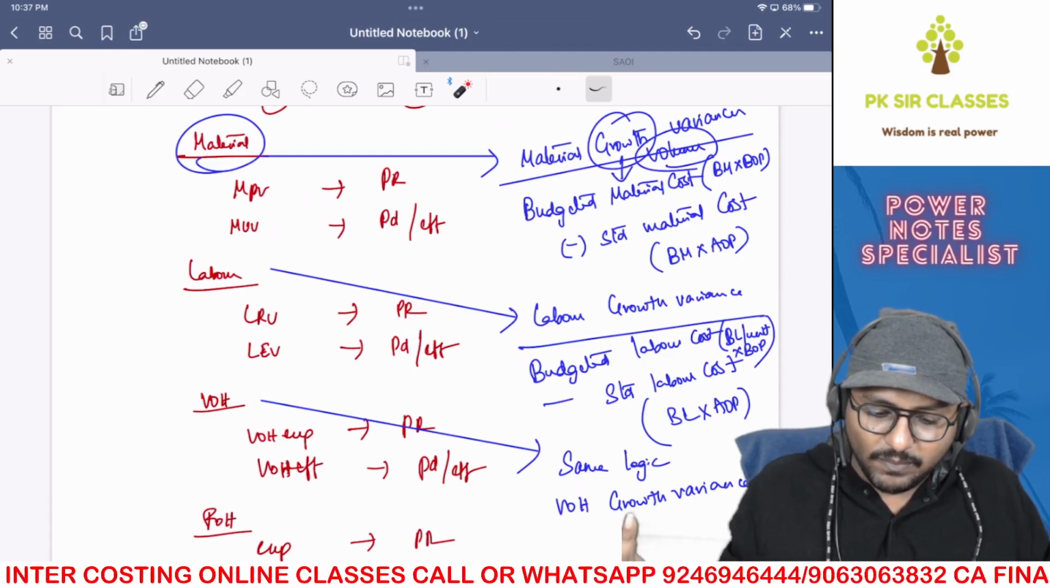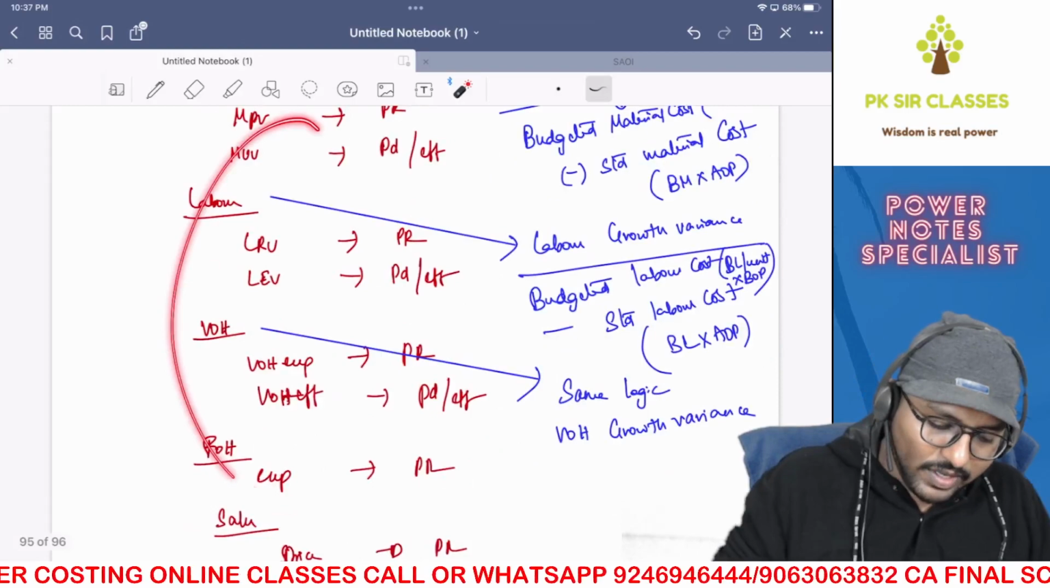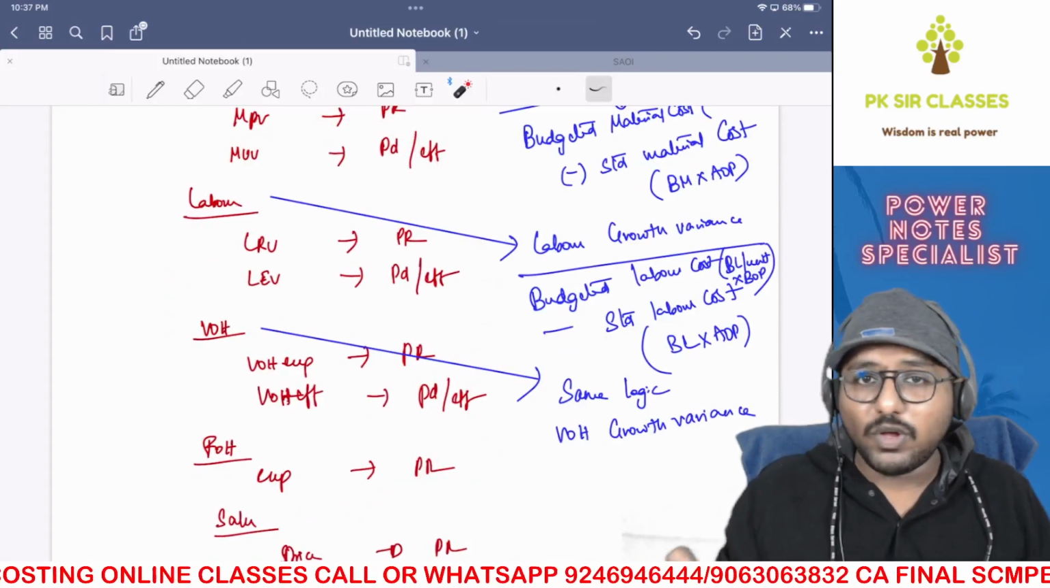No need to remember any formula. It is a difference between budgeted cost and standard cost. There ends the matter, that's all. For this you already remember the formula, so you need not learn anything new once you know the standard costing, isn't it? Whichever the methodology you would have followed.